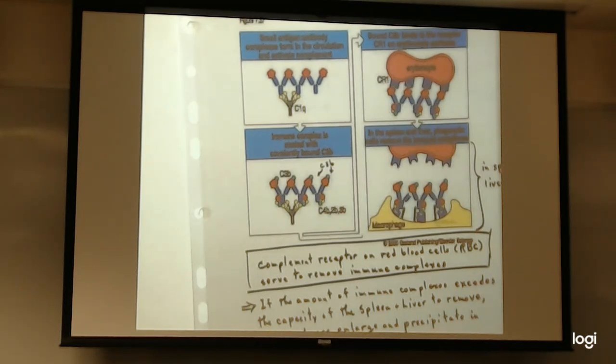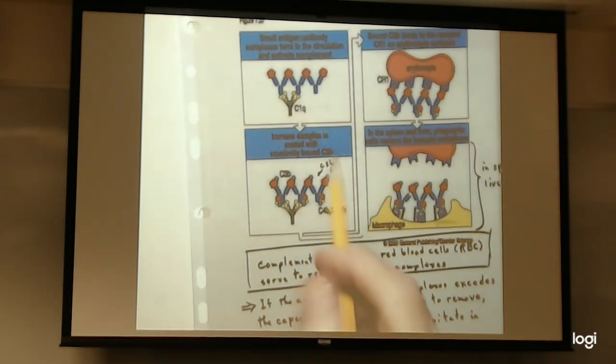Myeloma is a cancer that produces billions of these cells, and they're all secreting an antibody, and you get all kinds of immune antibody complexes just clogging things up.